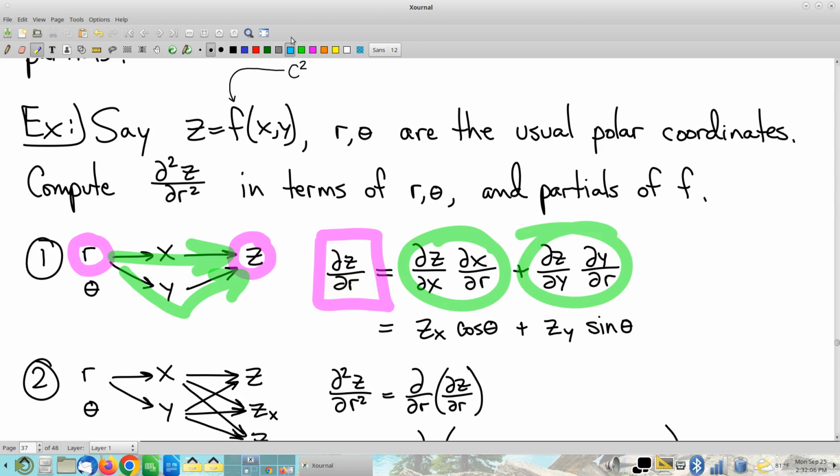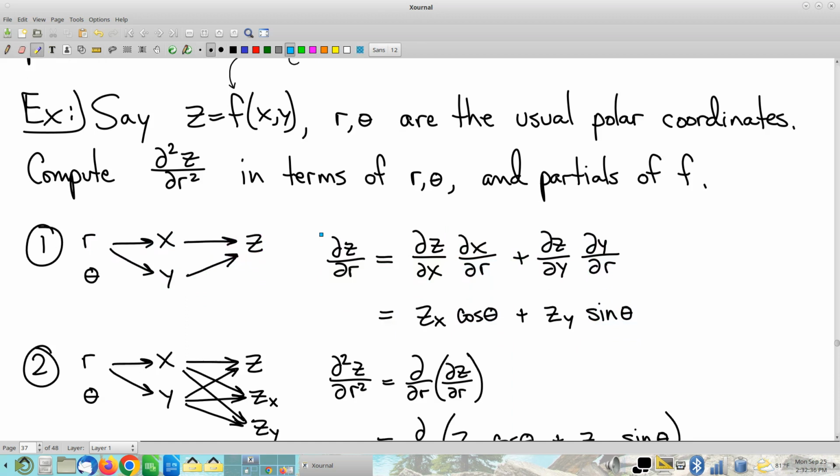Notice the partial of x with respect to r is easy. That's just cosine theta. Right? And likewise, the partial of y with respect to r, that's just sine theta. After all, x is r cosine theta, and y is r sine theta. Is that cool? Everybody with me? Okay. All right. Cool.